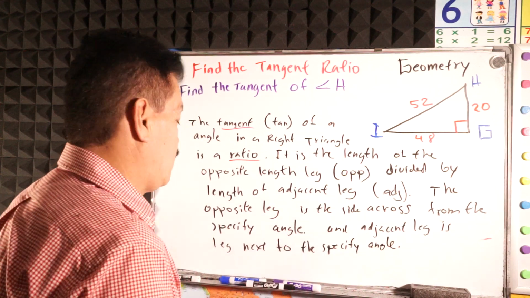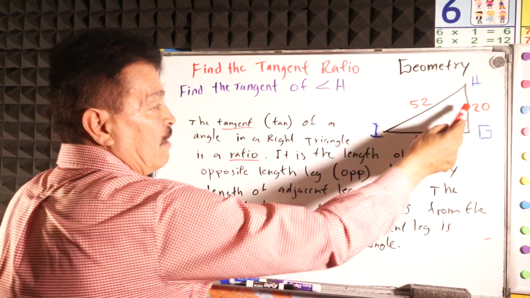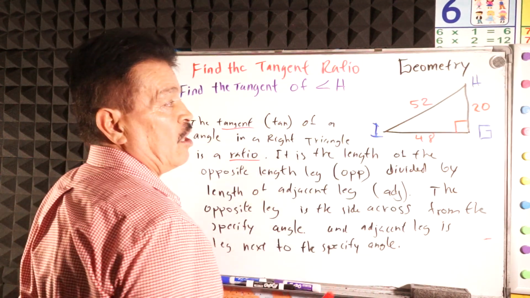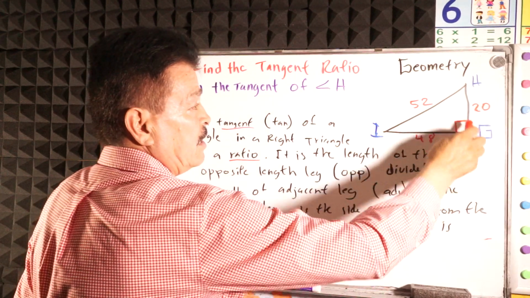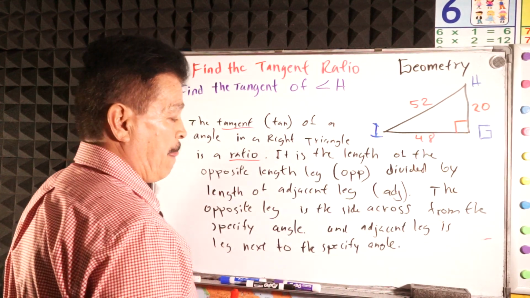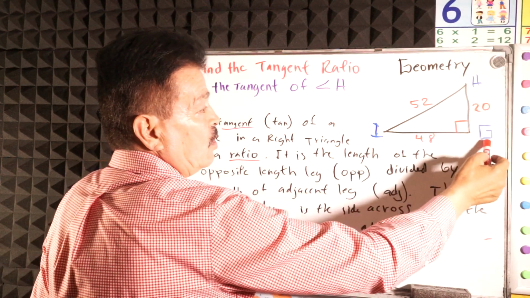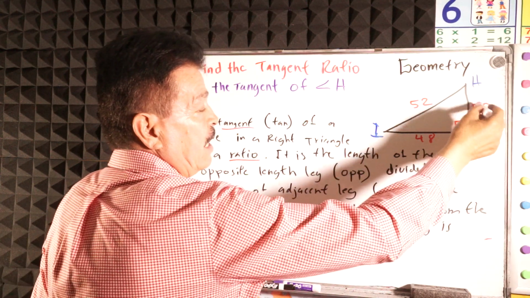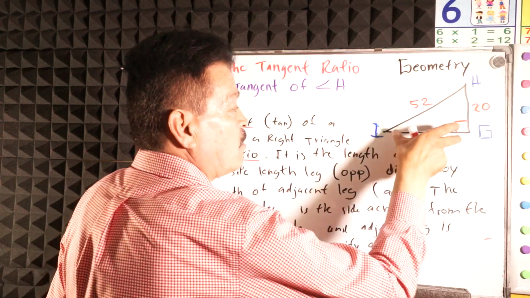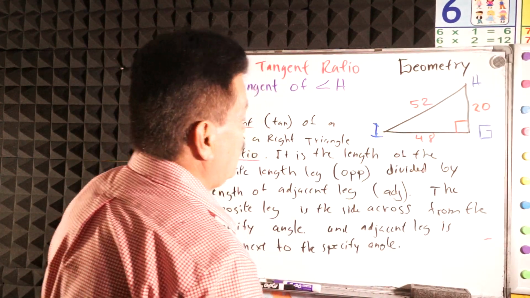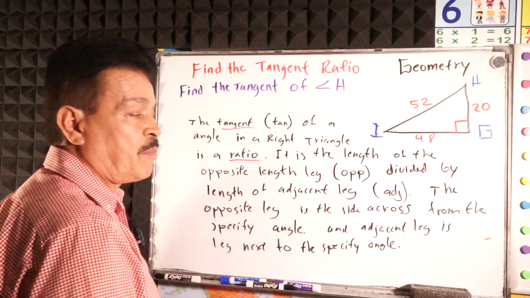So in this case, for instance, here we're talking about the triangle, about the angle H. This is the H. The opposite leg is this one, IG. This is the opposite. So the adjacent side is this one, HG or GH. GH is the adjacent side to the angle, right? This is the concept, but let's see and then solve our problem, okay?